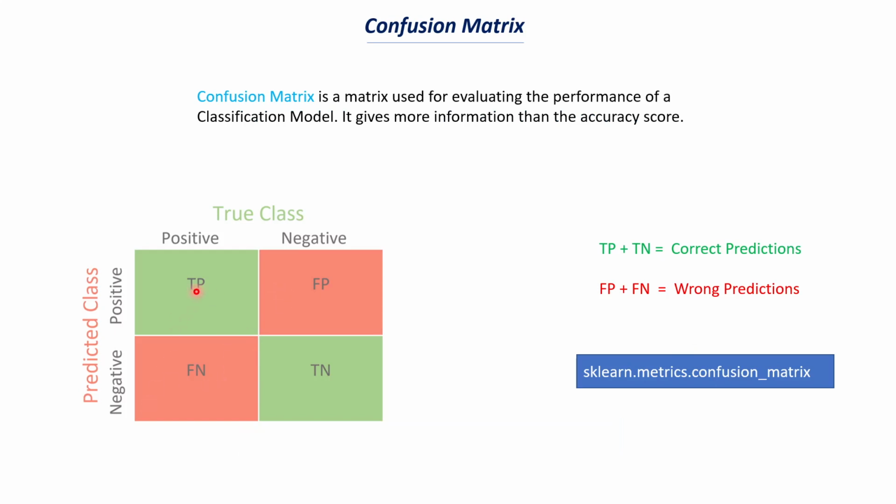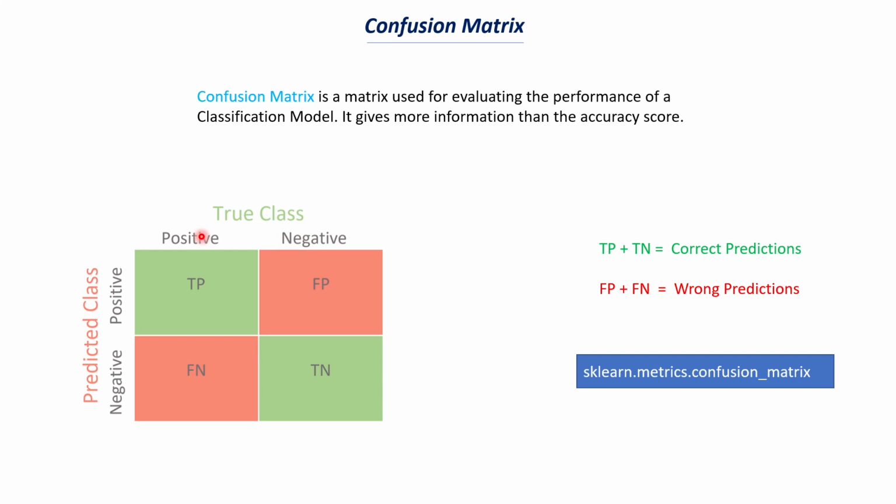TP means true positive, FP means false positive, FN represents false negative, and TN represents true negative. I hope that most of you probably know this, but if you don't know what these terms mean, I'll explain. We can consider these two things. This true class is basically my actual label values or actual class. It's positive and negative.